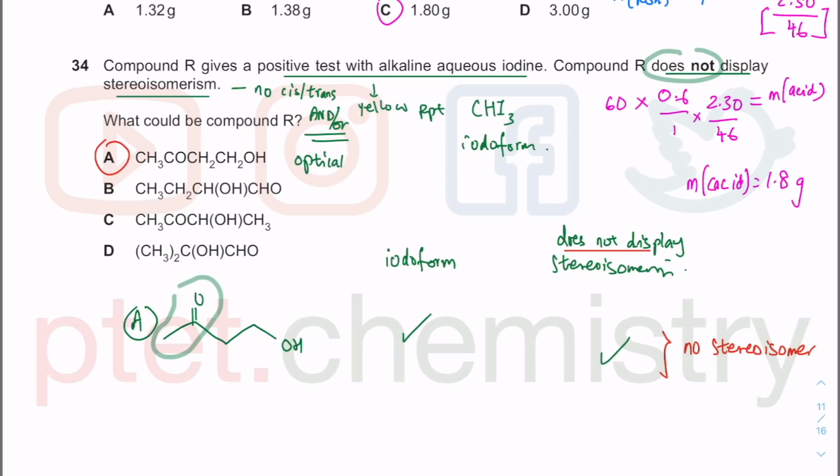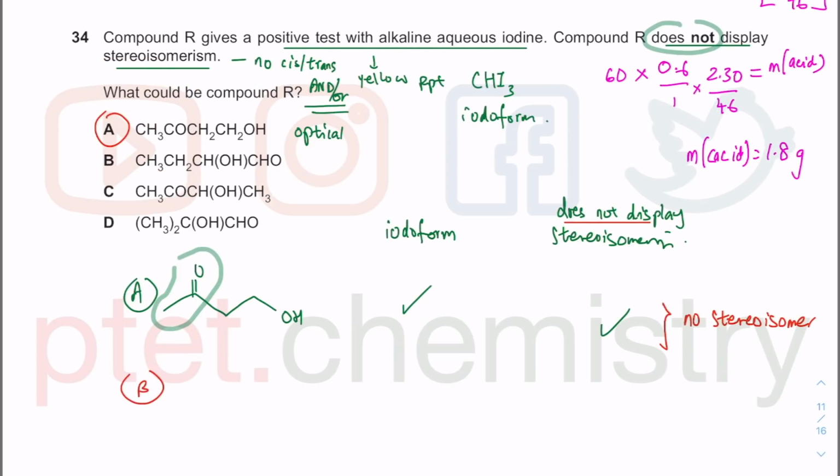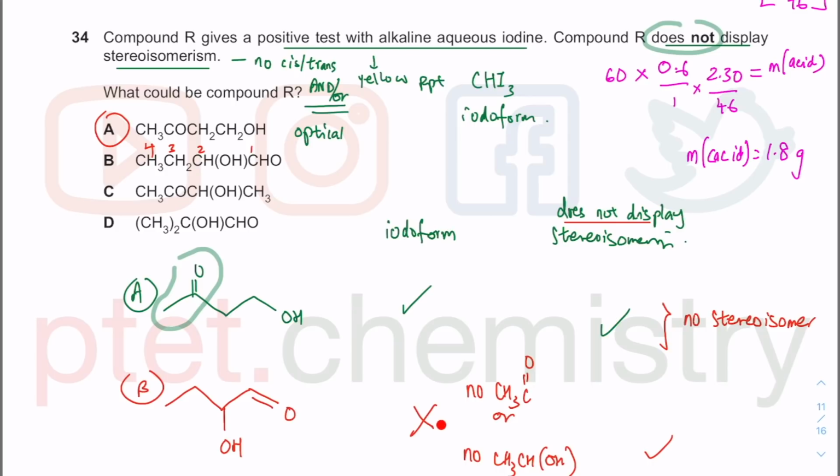This second thing was quite confusing there. But let me just go through option B. So what we have there is 1, 2, 3, 4. So I've got 4 carbons, am I correct? At carbon 2, I have an OH. And what do we have here? CH3CHOH. So this one is a negative test, because you don't have CH3CO. Or no, CH3CHOH. So again, if this is negative, that can't be the answer already.